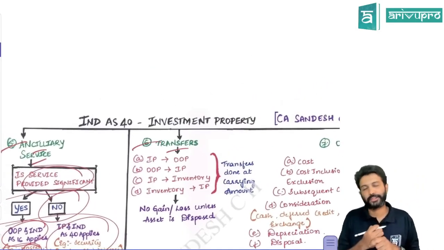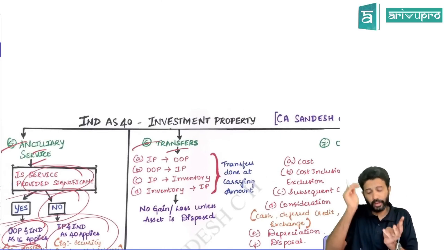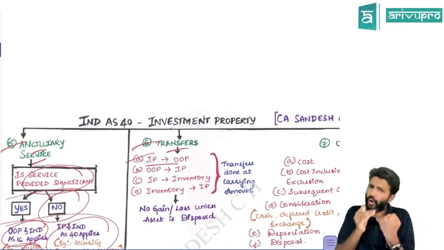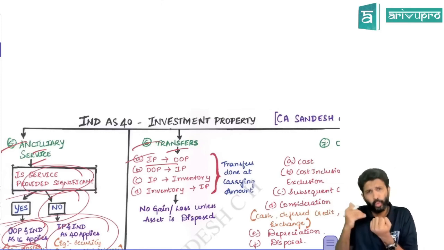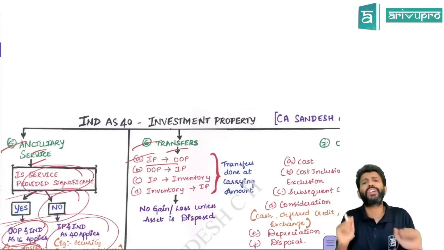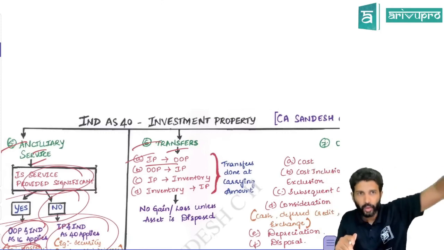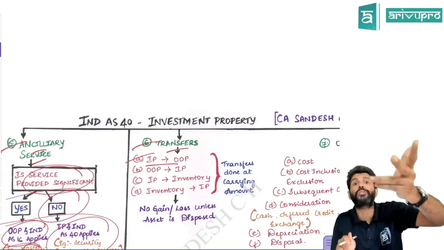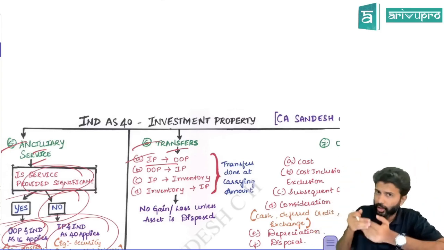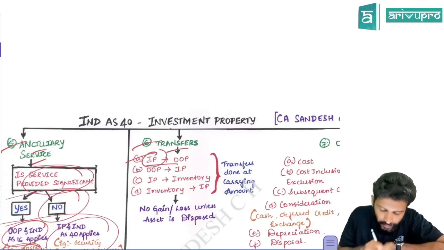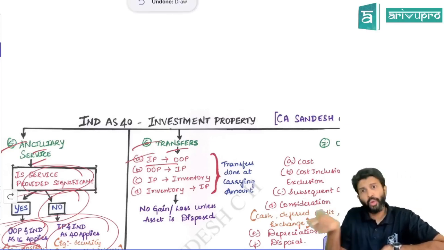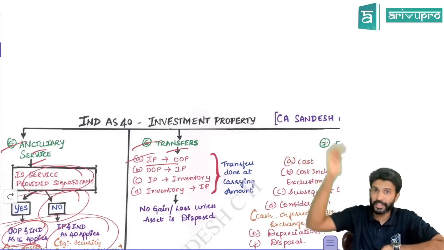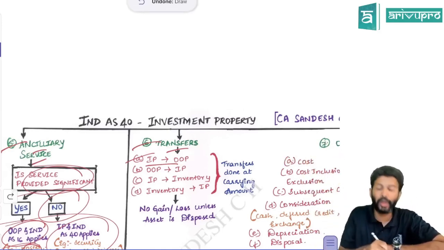Now the transfers. If you're transferring from investment property to owner occupied property, let's say there's an investment property which you had let out. Now you want to stop letting it out. Now you want to use it for a business purpose. Till now you were letting it out, now you don't want to let it out anymore, but you want to use it for your business. So since you were letting it out till now, the classification of that property was IP. Henceforth you want to use it for your own business purpose to provide goods or rendering service or administrative purpose. That means now the classification should be OOP.